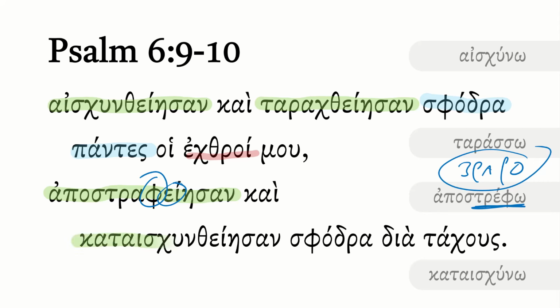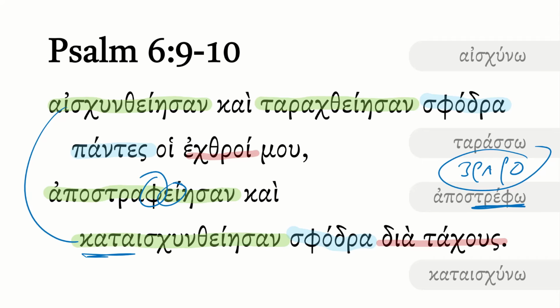And then we have kataischynthētōsan, which is similar to the original verb here up at the top. These are related. It simply just means to be ashamed. Again, it does have that kata on the front, but it doesn't change the meaning that much. So again, may they be ashamed. We have sphodra again, so greatly ashamed, and then diatachous here, which would be quickly.